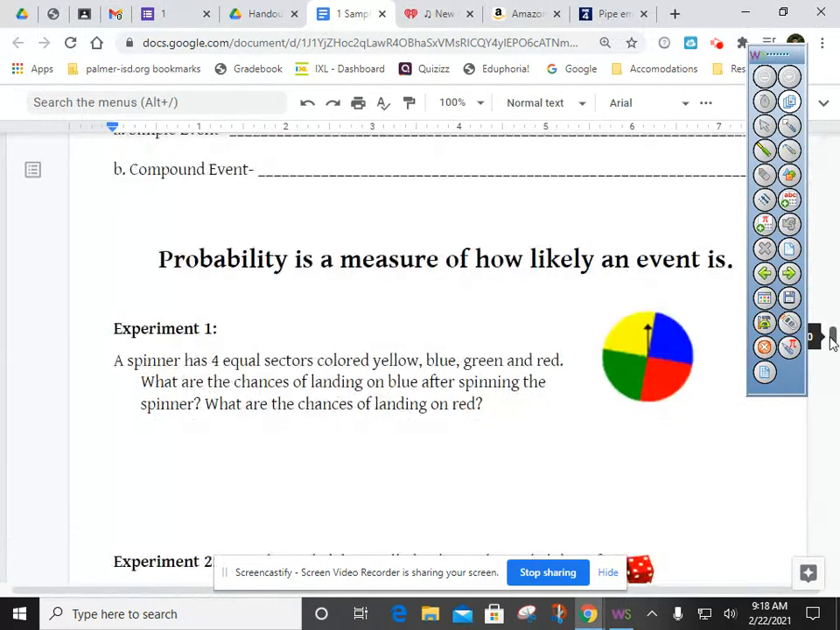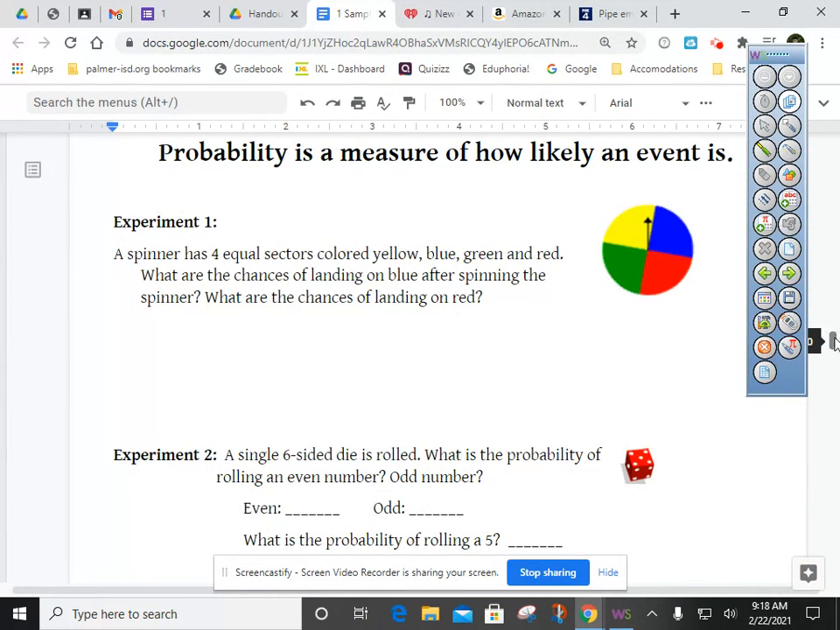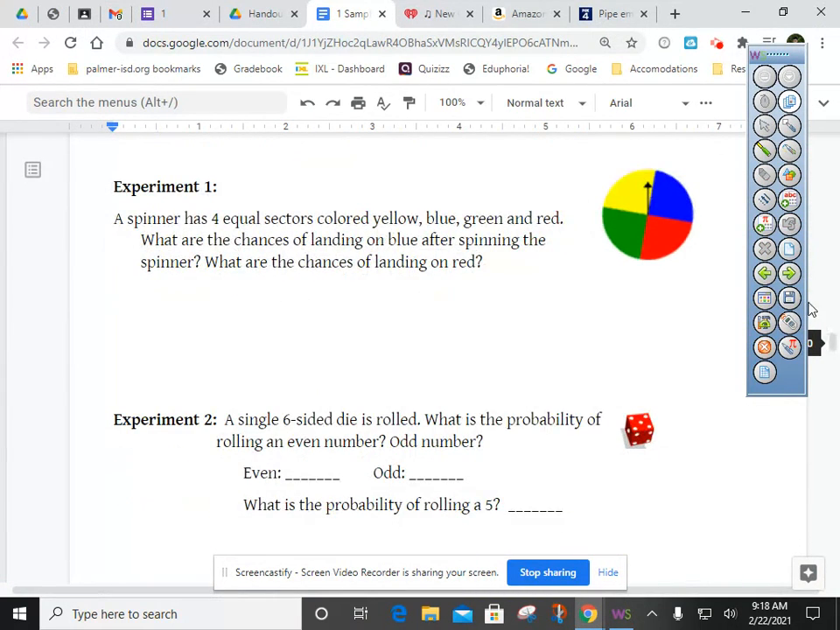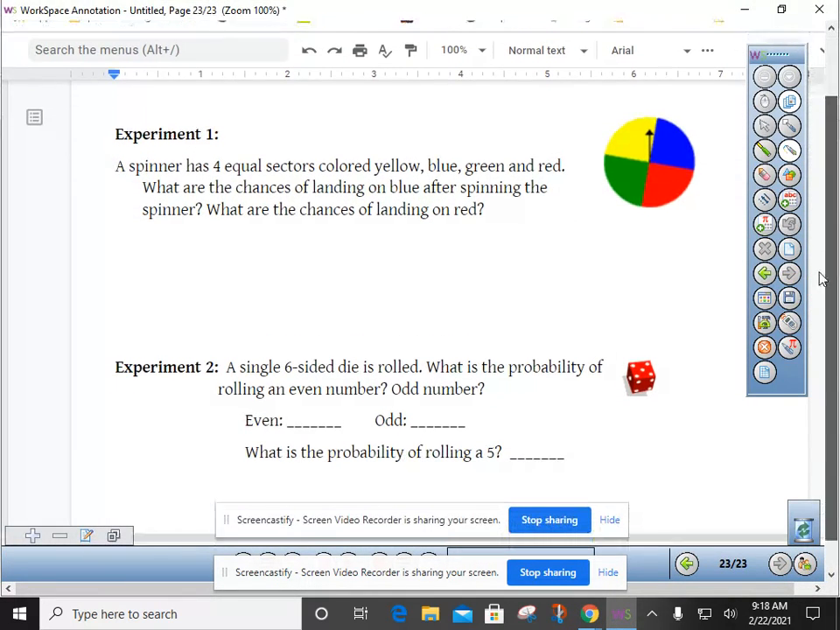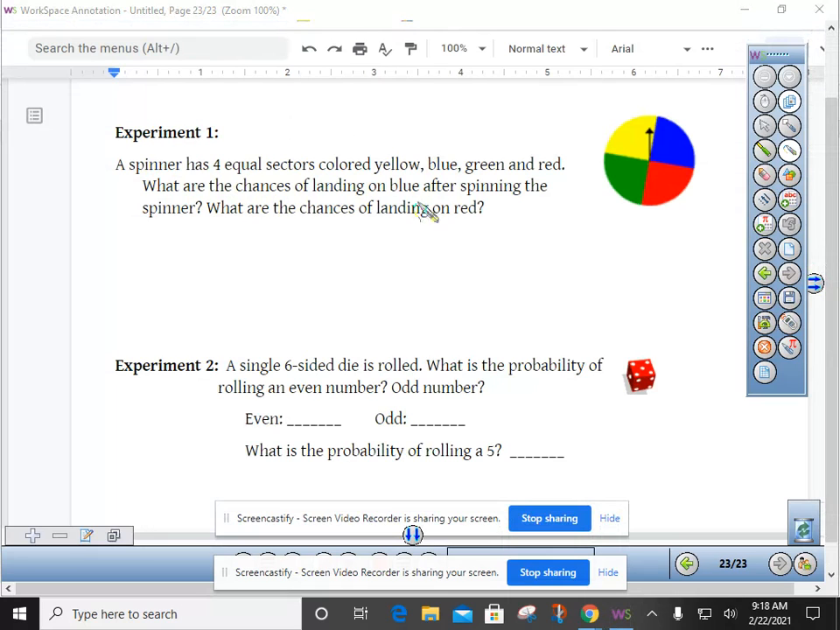Easing on down. Probability is a measure of how likely an event is. What is probably going to happen? If you look at example 1, let's not make this hard, okay? A spinner has 4 equal sectors colored yellow, blue, green, and red. What are the chances of landing on blue after spinning the spinner? Well, how many different colors are there? 4. How many of them are blue? 1. That's the answer, 1 over 4. Is that lowest form? Yes. What are the chances of landing on red? 1 over 4. That's it.